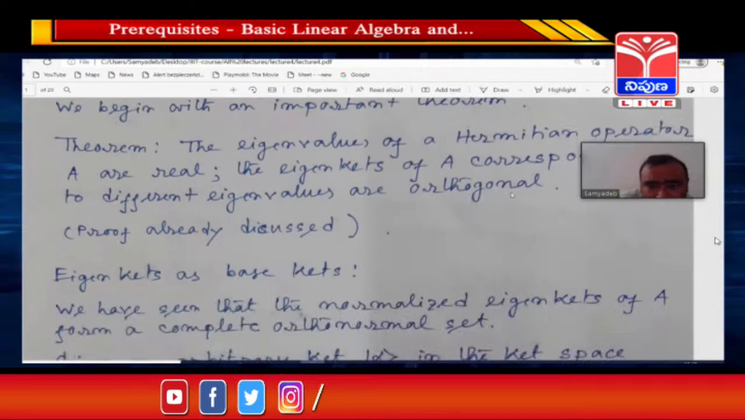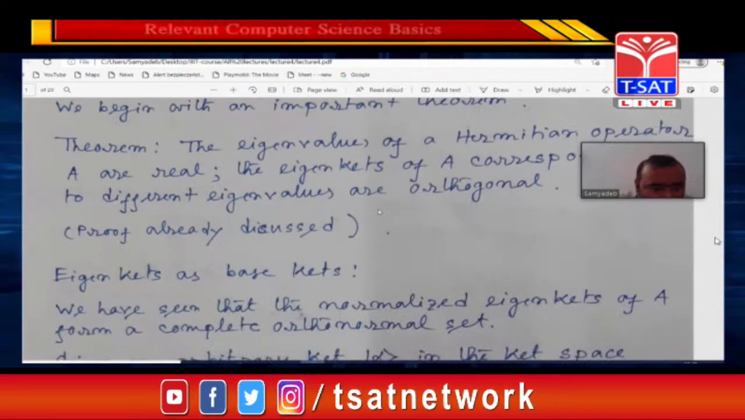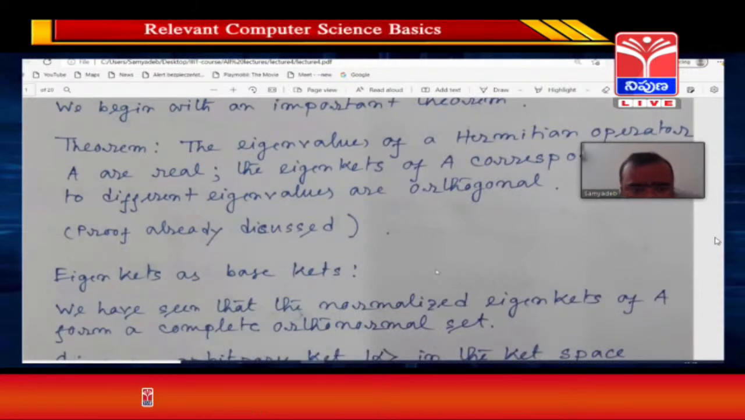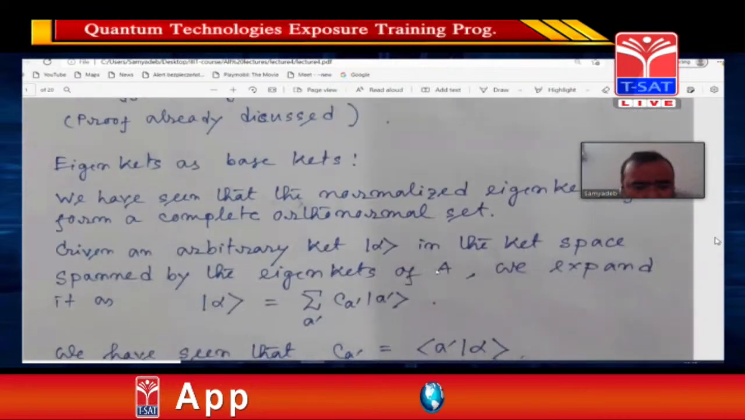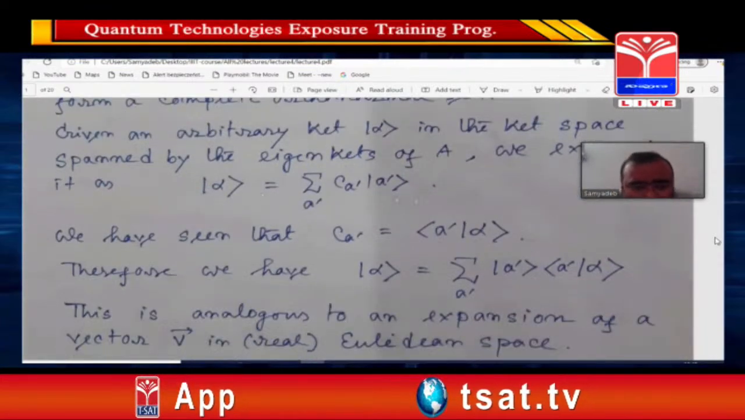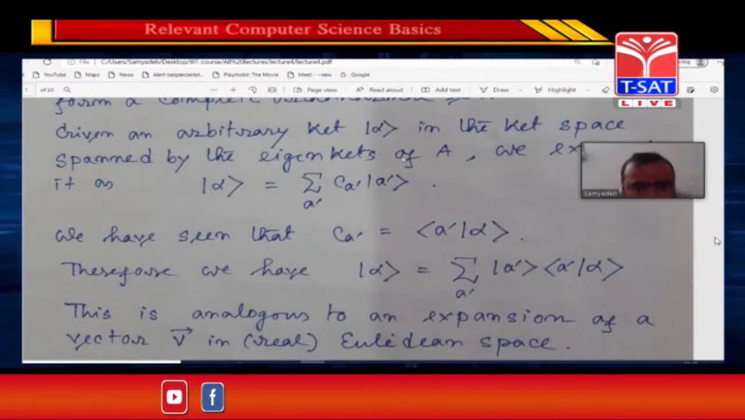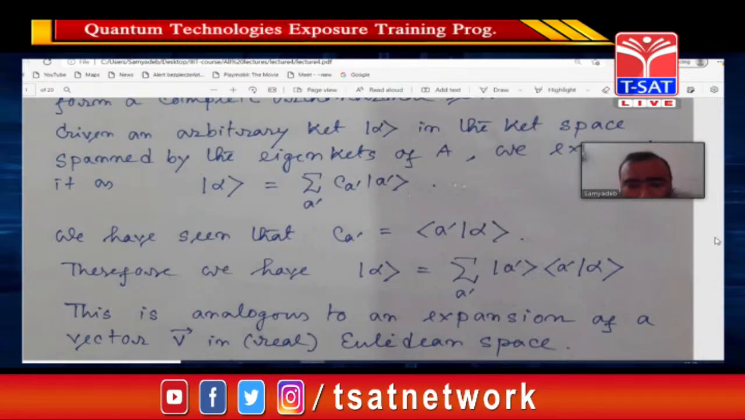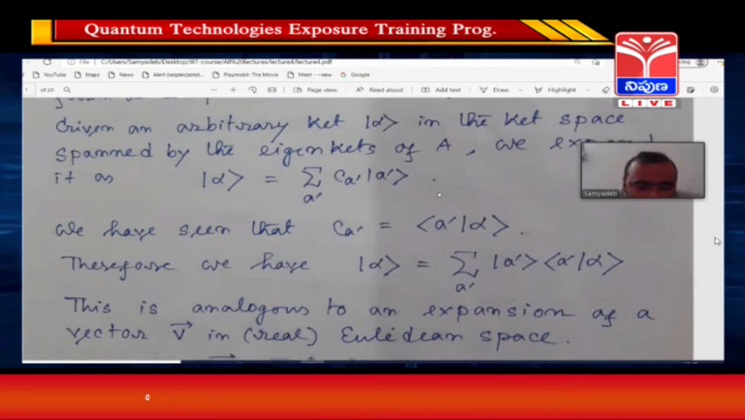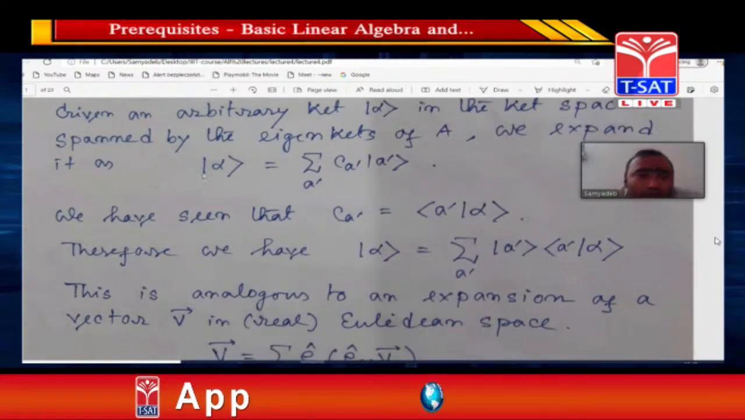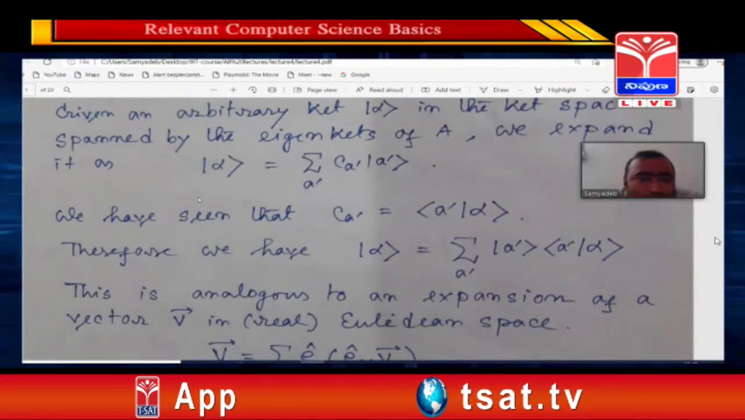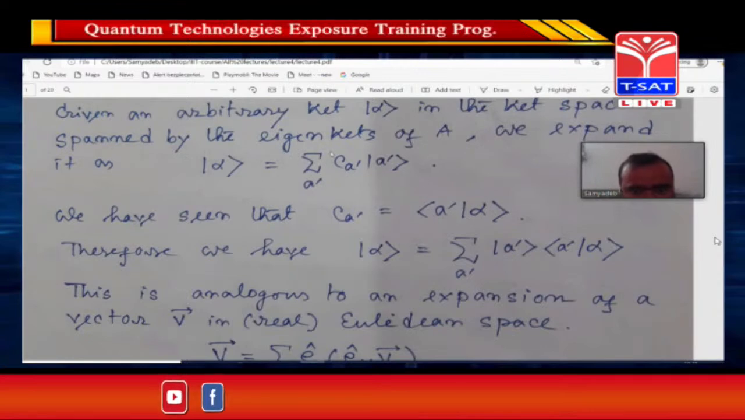This theorem is basically that for a Hermitian operator A, the eigenvalues are real. I'm not discussing that. I just told you that any vectors can be represented by a complete orthonormal set of vectors. What do you mean by complete? Let us talk about that a little. Let's say alpha, as I have discussed before, the ket vector can be represented like this, a sum over a prime of c_a prime times |a prime>.